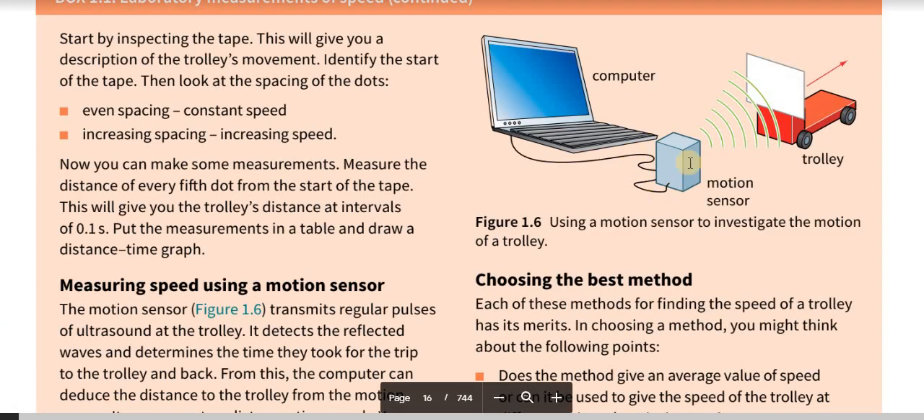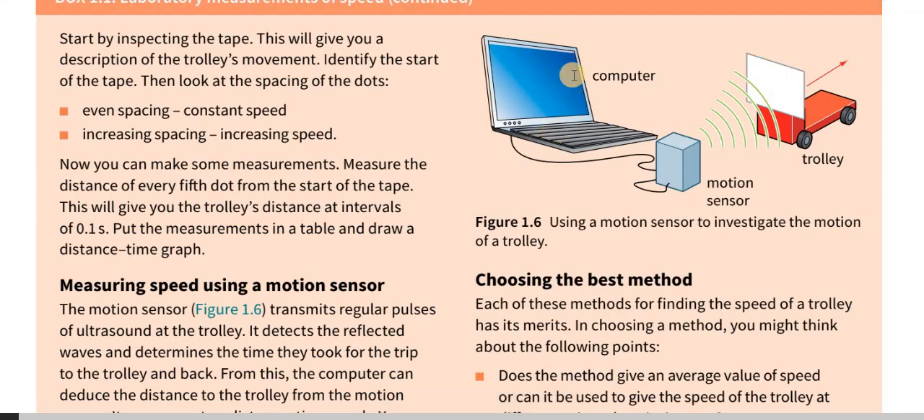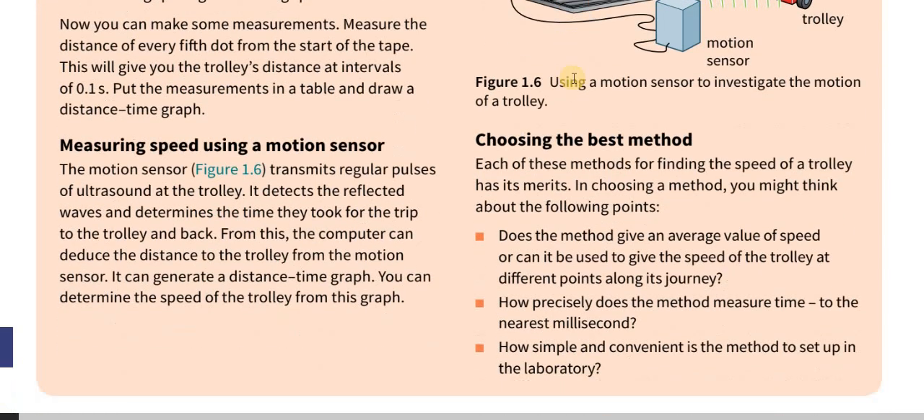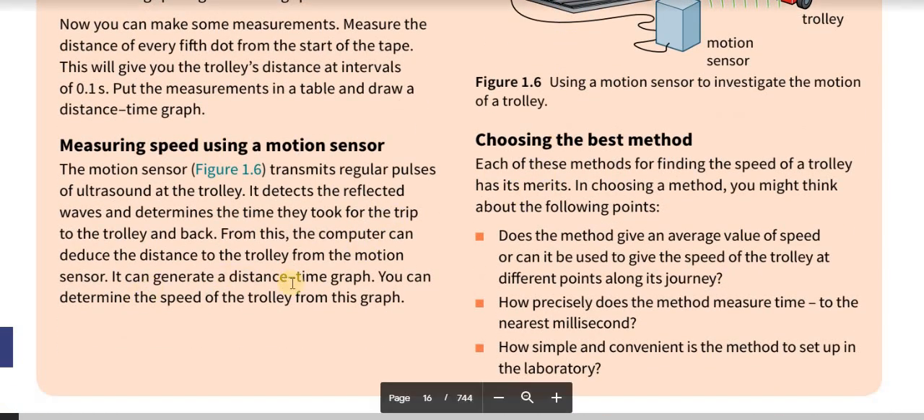We connect the motion sensor always to a computer or a data logger. Then it can give a graph of distance versus time, speed versus time, acceleration versus time. It can generate a distance time graph. You can determine the speed of the trolley from this graph.